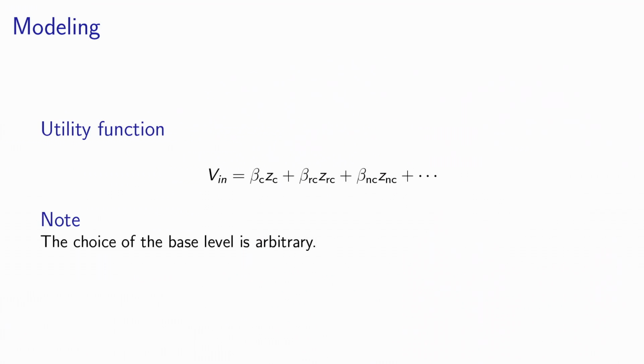After we have defined these binary variables, we can include them in the utility function exactly as we did with the quantitative variables. So in this example, the utility function will be defined as beta C times ZC plus beta RC times ZRC plus beta NC times ZNC. Note that the choice of the base level is arbitrary. And I let you do as an exercise the comparison of a model where you normalize the very comfortable level with another model where you would normalize, for example, the comfortable level as a base case. They are equivalent, and this can be verified easily.